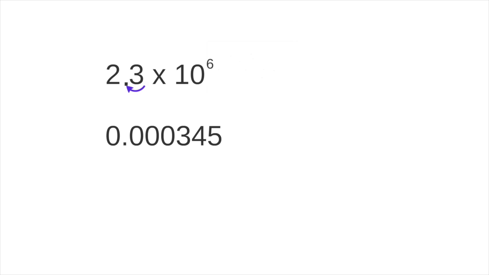Let's look at 0.000345. To write this number in scientific notation, we need to put the decimal right after the 3. That would move the decimal to the right 4 places. To compensate, we have to multiply by 10 to the negative 4th, giving you 3.45 times 10 to the negative 4th. You can always double check that the sign on your power of 10 is correct by asking, did moving the decimal make the number bigger or smaller?